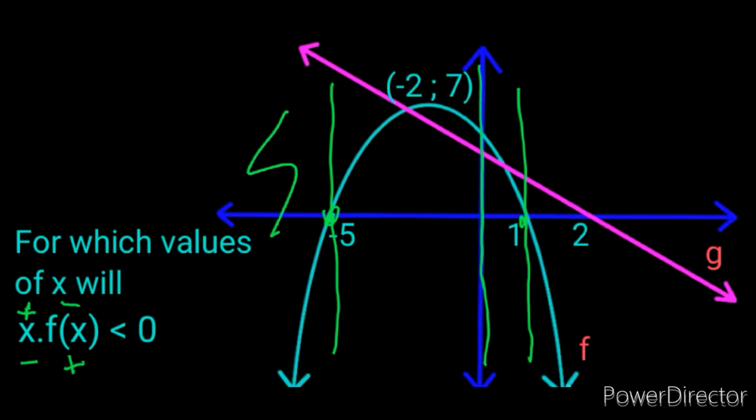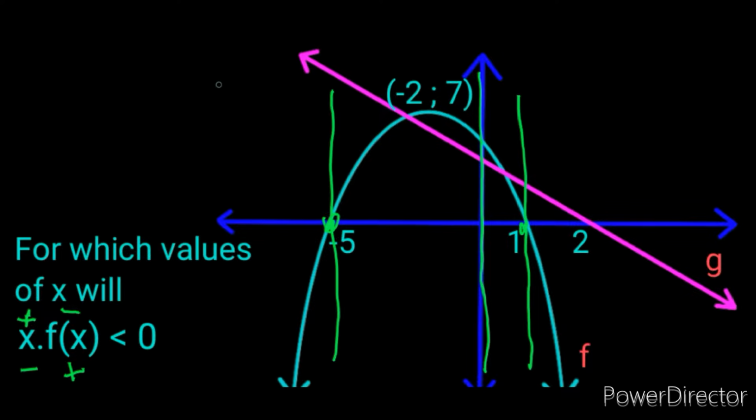Let's check group 1. First I'm going to explain the f at x part, then the x part. Whenever the graph is above the blue line, the x-axis, the y value is positive, because it's on the positive side of the y-axis. Whenever the graph is below the blue line, the y value is negative, because it's on the negative side of the y-axis.